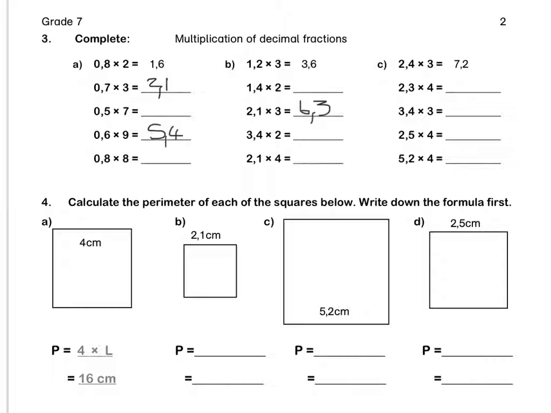Question C. 24 times 3 is 72. We have one decimal place in our question, so we need one decimal place in our answer. Let's look at this question. 25 times 4 is 100. Then we have one decimal place in our question, so we need one decimal place in our answer. So our answer is 10,0, or just 10, because that 0 adds no value to the number. Press pause to complete question C.